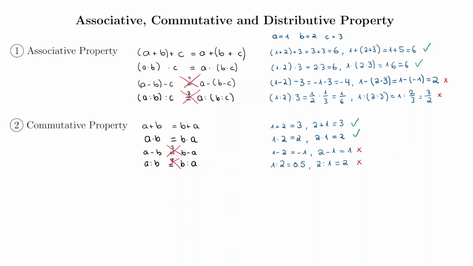So addition and multiplication, they are commutative. We can just change the order whenever we want to change it, but we cannot do that for subtraction and we cannot do that for division.